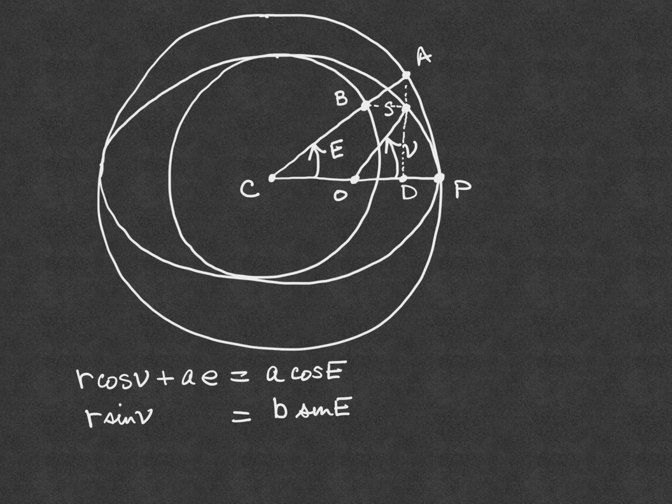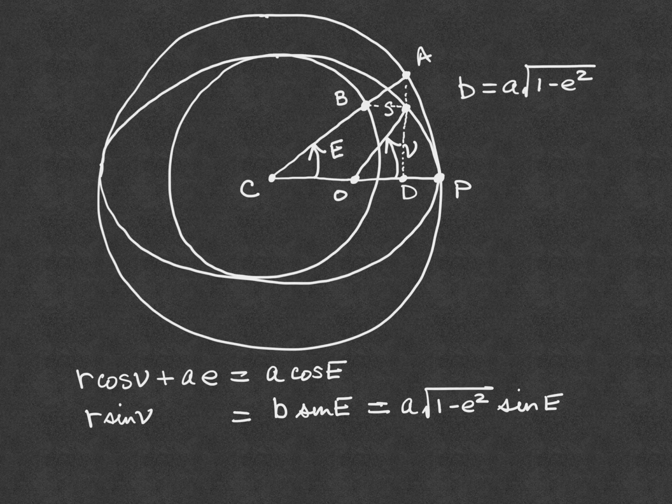And we also know that B has to equal A times the square root of 1 minus E squared, because that's the definition of the semi-minor axis. So that means that B times the sine of E has to equal A times the square root of 1 minus E squared times the sine of E.